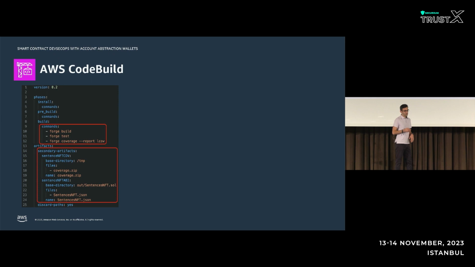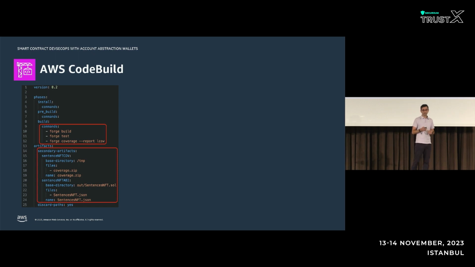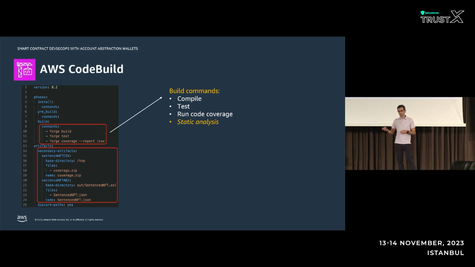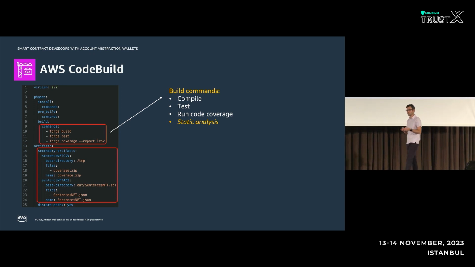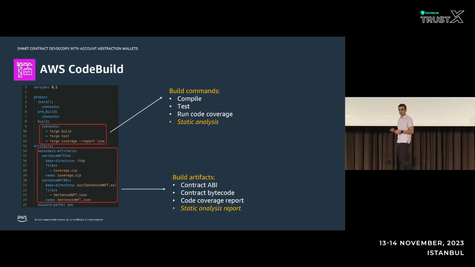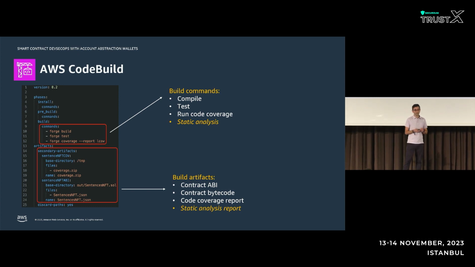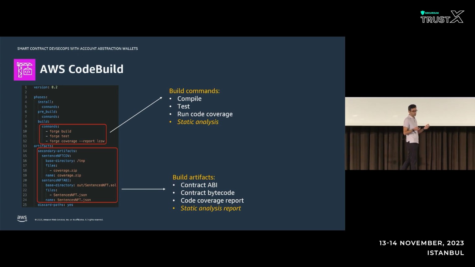So a bit about CodeBuild. It's a configuration that you define in a YAML file. And here I've highlighted two sections. The first is what we define when we want to build. So we want to compile, so that's forge build. We want to test. We want to run code coverage. And you can add lots of other things here. For example, if you want to run static analysis, you would run that in this part here. And then the bottom part is we define our artifacts. So this is the stuff that's going to go in our S3 bucket, right? So we've got our contract ABI, the bytecode, and any reports which we generate. So it's pretty straightforward.